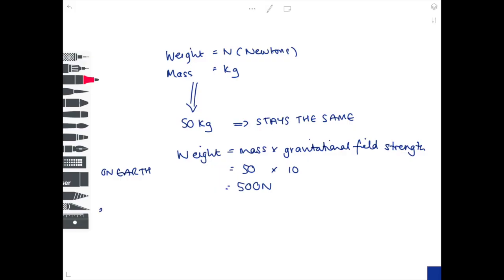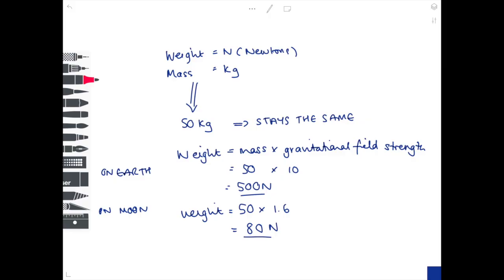However, on the Moon, if we do the same calculation, we find that although your mass is still 50, your gravitational field strength is hugely reduced on the Moon to, in fact, only 1.6, meaning that your weight on the Moon is only 80 newtons. So this is a huge change. Your weight has drastically decreased on the Moon, whereas your mass has stayed the same.